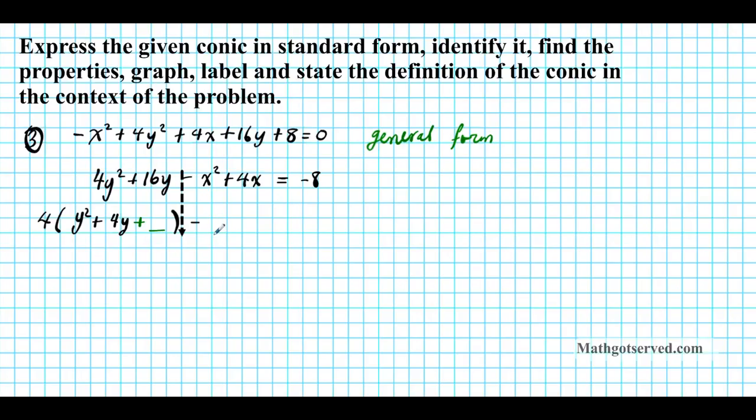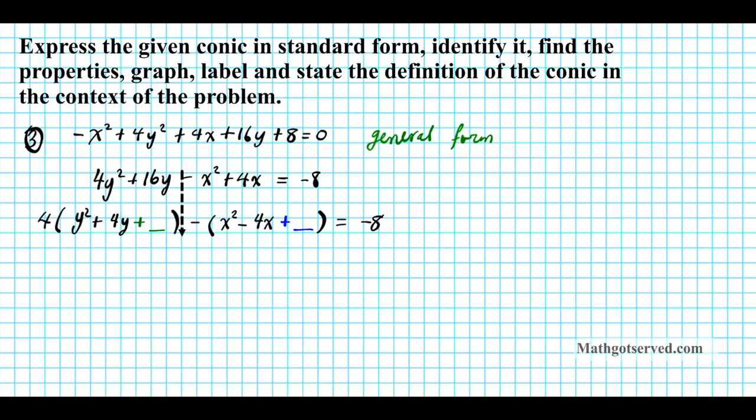You could put a 1 out there if you want, but we don't have to. Negative parenthesis x squared. And if you factor out a minus from a plus, this becomes a minus 4x, plus the term that completes the square in our x world, making it into a perfect square trinomial. Okay? Alright, -8, we're going to add terms here to make sure this is a balanced equation.